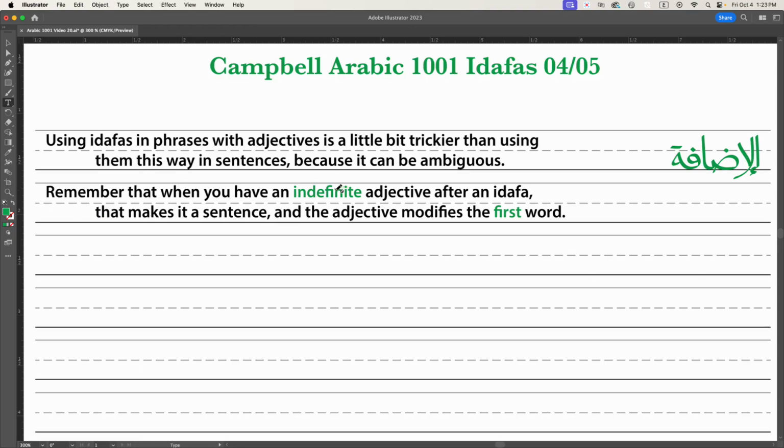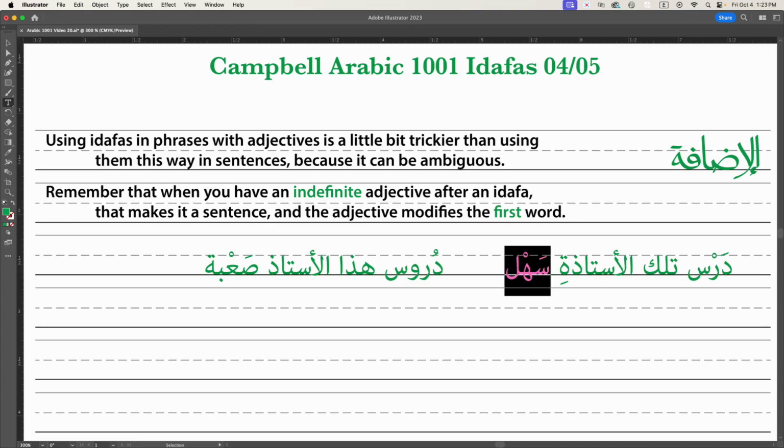But let's review first that when you have an indefinite adjective after an idafa, that makes the whole thing a sentence, and the adjective modifies the first word. This was the subject of the last video. So we could say here, dars tilka al-ustada, and here's a new word, sahl. And sahl means easy or simple. So we can look at this and say, the lesson of that professor is easy, because we've gone from definite to indefinite, so we know we have a sentence, and this refers back to the first word in the series.